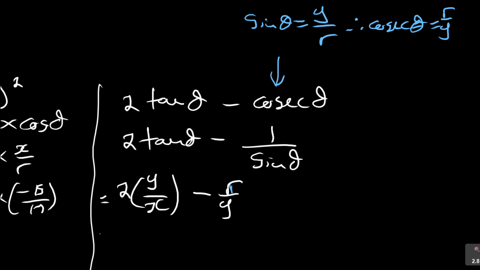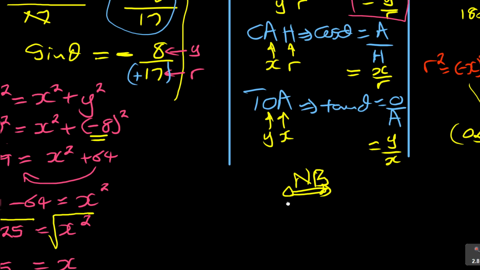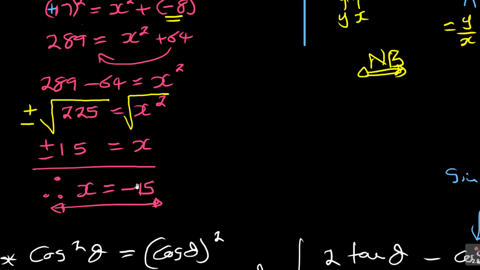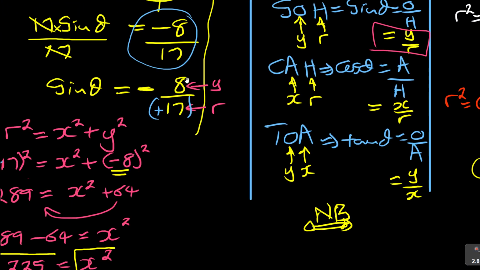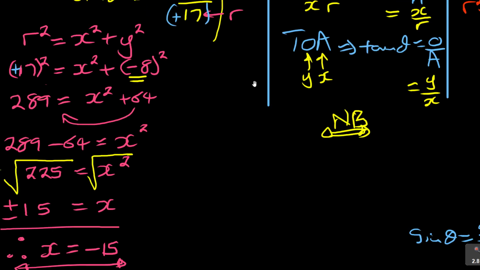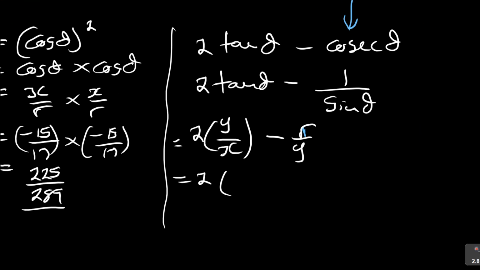And then which is equal to 2. Now what is y over x? We said here our x was minus 15, our y was minus 8. Remember, y is minus 8, x is minus 15. So it's minus 8 over minus 15. Then minus r is 17 over y. This negative, leave it like that, and there is another negative for y. Y was negative 8. So you just need to be careful there.